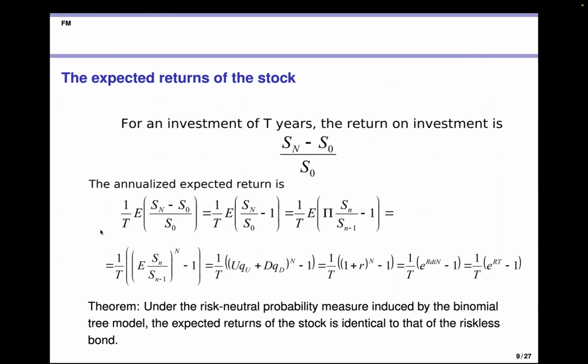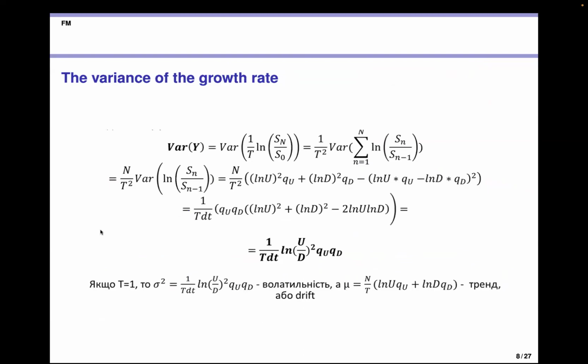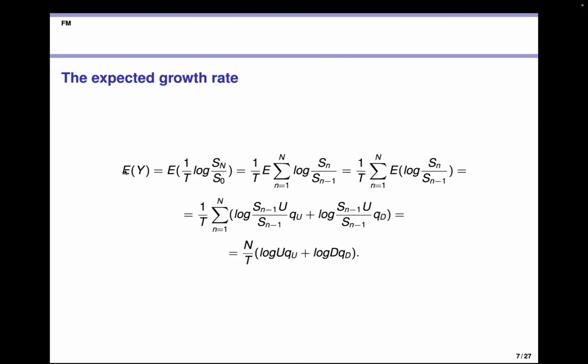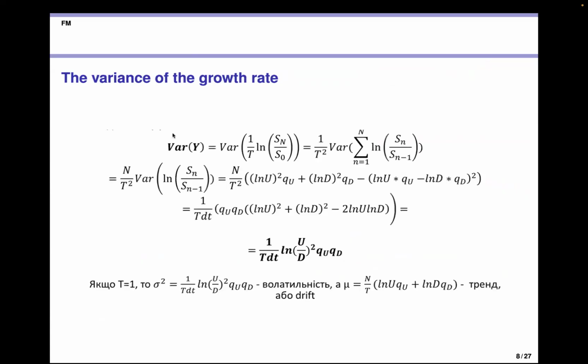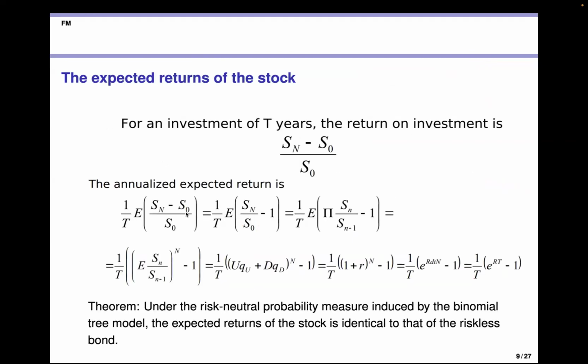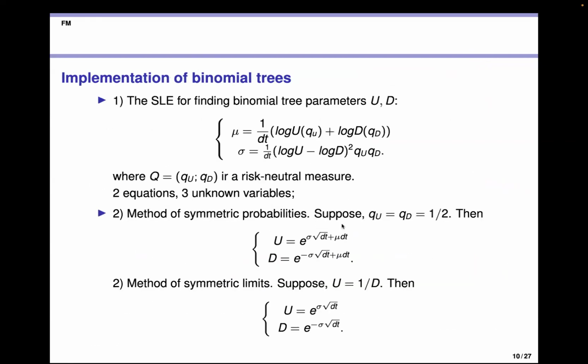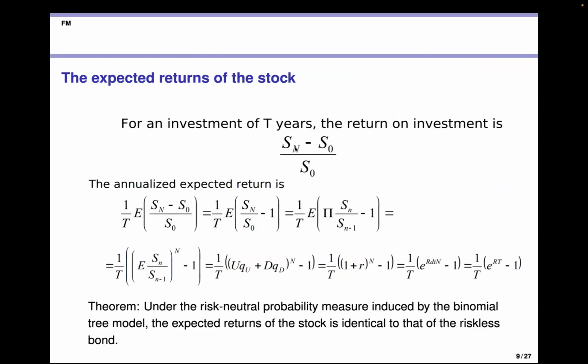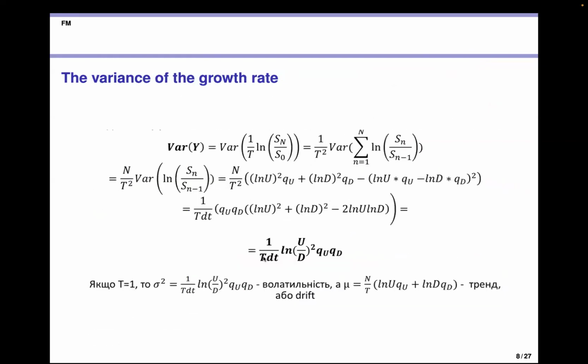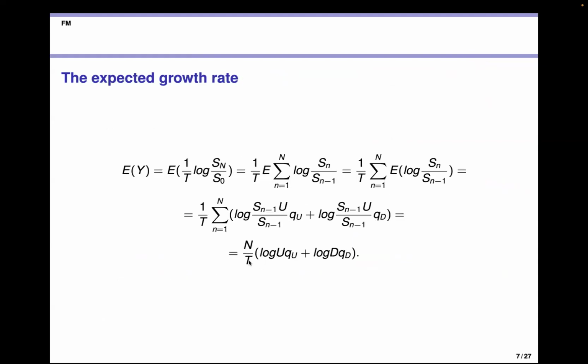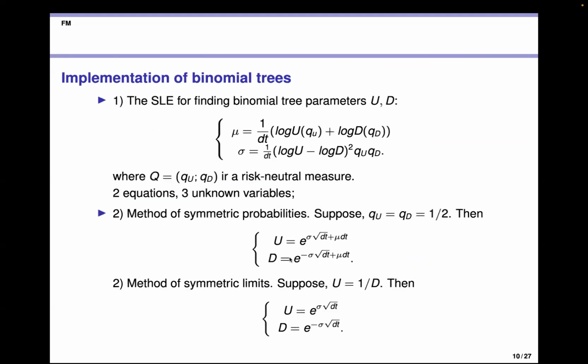And we continue. On the two previous slides, we found the mathematical expectation of this y and the variance of this y. We said that if t equals 1, the period in this formula, the expectation would be the trend or drift, and the variance would be the volatility.